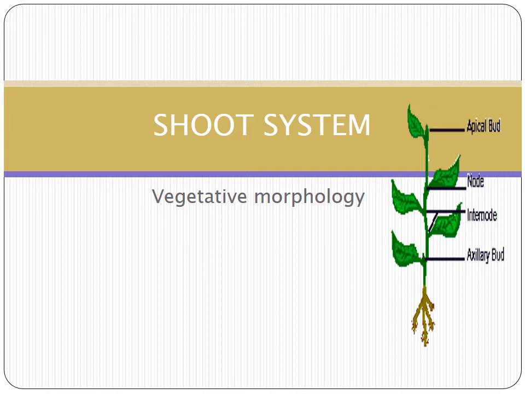Root is non-green in color. Then two types of root are there: one is the taproot system and another is the fibrous root system. Then the regions of root are the meristematic zone, zone of elongation, and zone of maturation. These are the regions of roots. Then we studied modification of root.